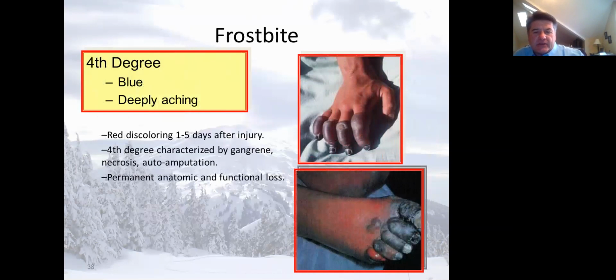Fourth degree is the worst you can get. Blue, with deep aching pain as it's down to the bone. You might get some red discoloring 1 to 5 days after the injury. And it's characterized by gangrene, necrosis, and autoamputation. Very often, these toes will just come off on their own. Sometimes I'll admit these people and have an orthopedic surgeon take a look at them, and it's just a matter of time for their toes to pop off or snap off eventually.